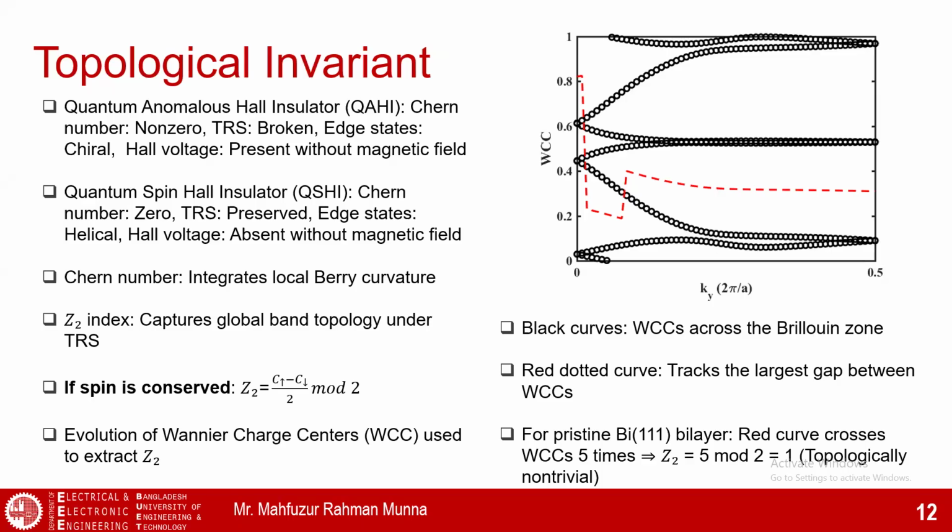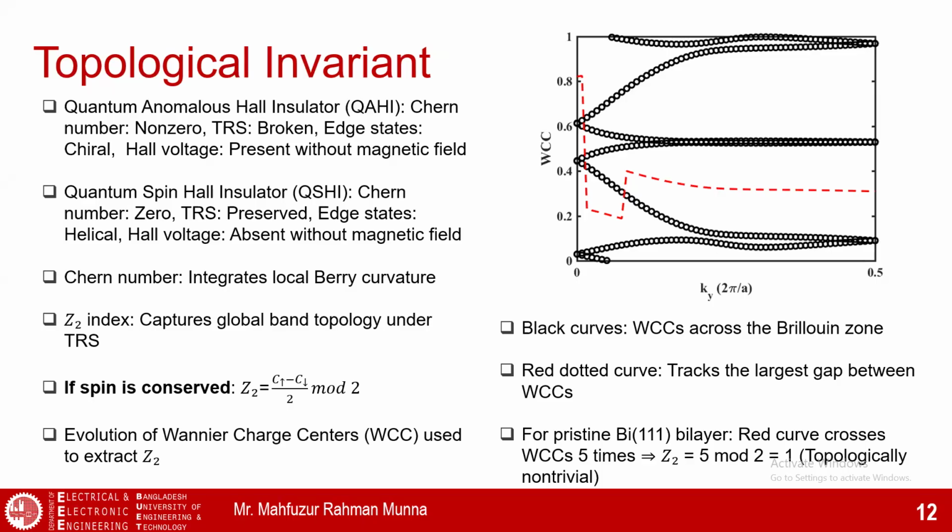So how can we calculate the Z2 index of a material? The Z2 index can be calculated by various methods. For example, by using the Fu-Kane formula. I haven't included that here. And if spin is conserved, it can be calculated by using the Chern number. So we have to calculate the Chern number for up and down spin electrons, and then we have to use this formula to calculate the Z2 index. And the easiest way to calculate the Z2 index is by evolution of Wannier charge centers.